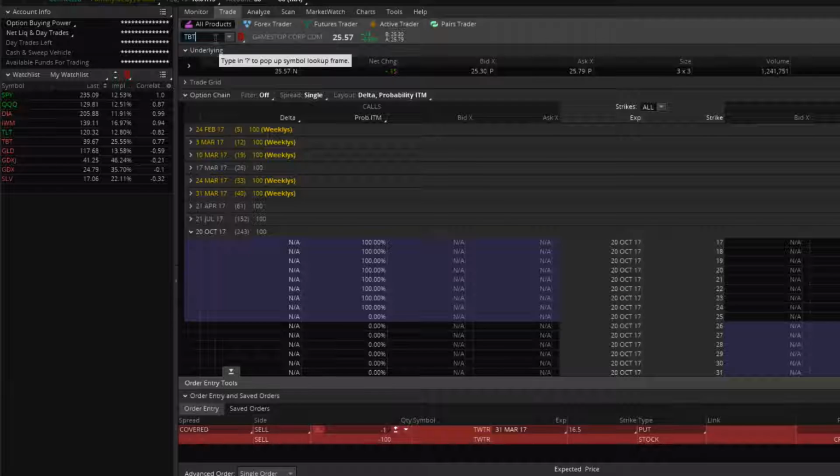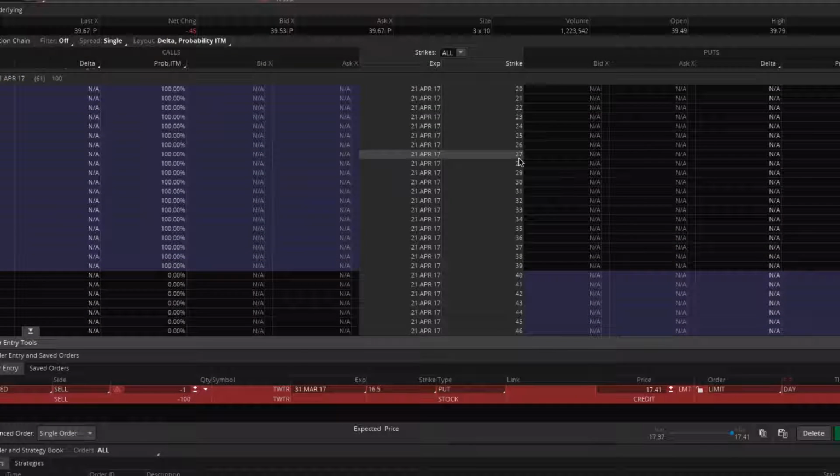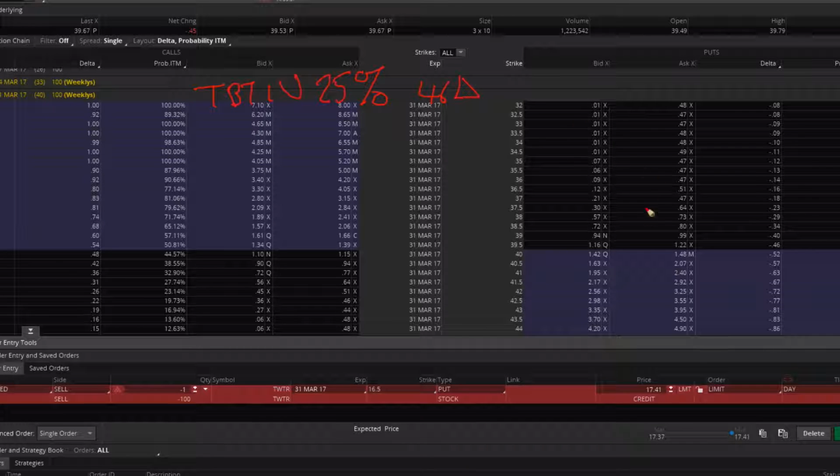So let's compare those. TBT, and let's look at 61 days here. Do we have any pricing? No pricing in the 61 days, just because the market's closed right now. I'm not getting pricing in those monthlies. That's fine. This may or may not work out because the market's closed, but we'll see what we get. So with TBT, it has an implied volatility of 25. IV of 25. The 46 delta option is selling for $1.16, and that is the 39.5 strike. That's on the put side. And then let's take a look at GDXJ.